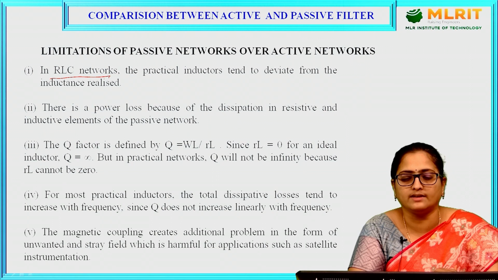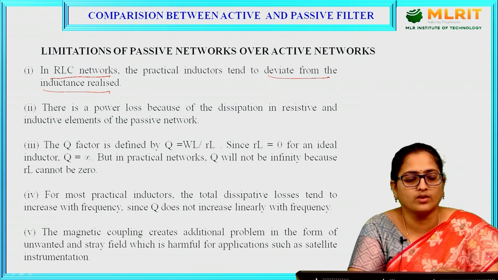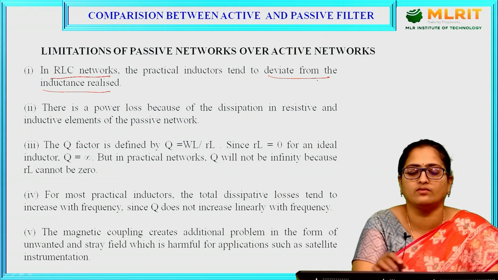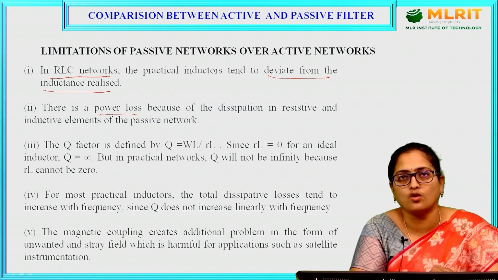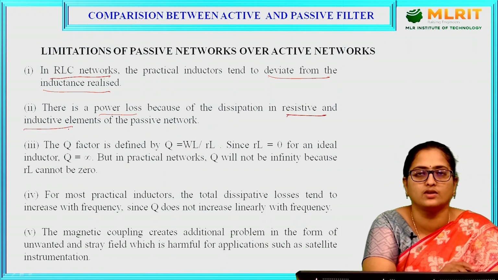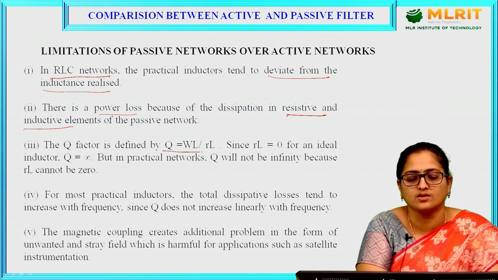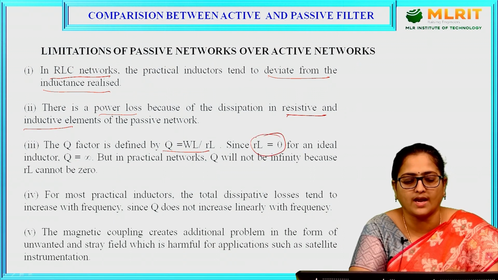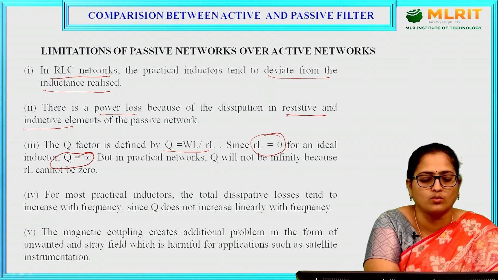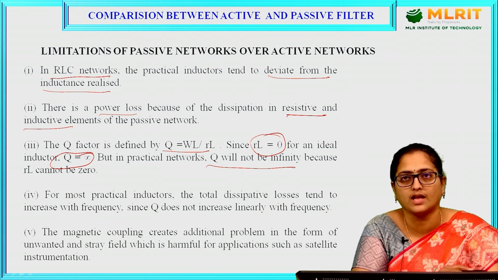A practical inductor tends to deviate from the inductance realized, and there will be power loss because of dissipation in the resistive and inductive elements of a passive network. The Q factor is defined as omega L divided by RL. Since RL equals 0 for an ideal inductor, the quality factor will be infinity. But in a practical network, Q will not be infinity because RL cannot be 0.